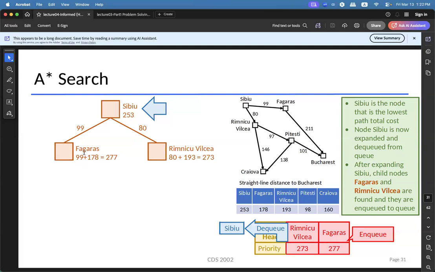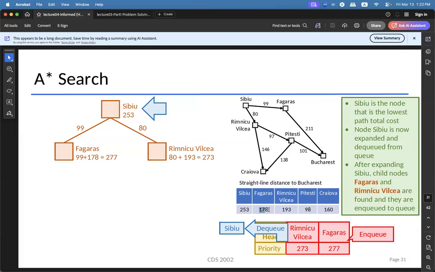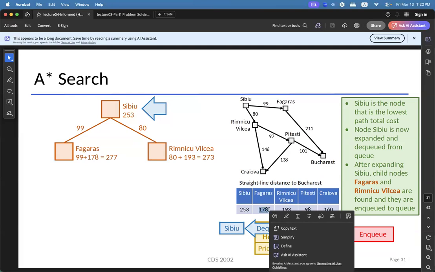Okay, it has a path cost of 99, and according to the straight line distance to Bucharest, it has a heuristic of 178. As I already told you, the rule of doing the A-star search is that I take the path cost and I add it to the heuristic. The path cost according to the search tree is 99 for Fagaras, and the Bucharest heuristic value is 178. So we add these two values together, and it becomes 277.